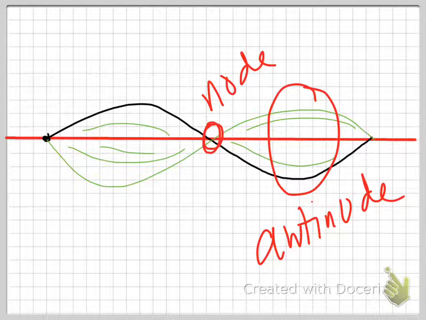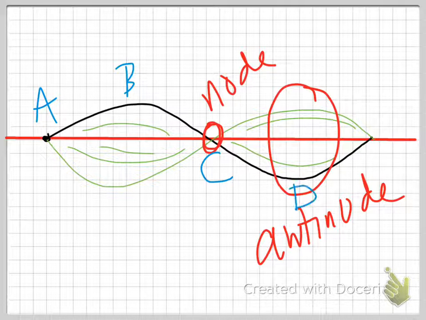Where's the wavelength here? So let's label a few points. A, B, C, D, E. From what point to what point gives you a wavelength?